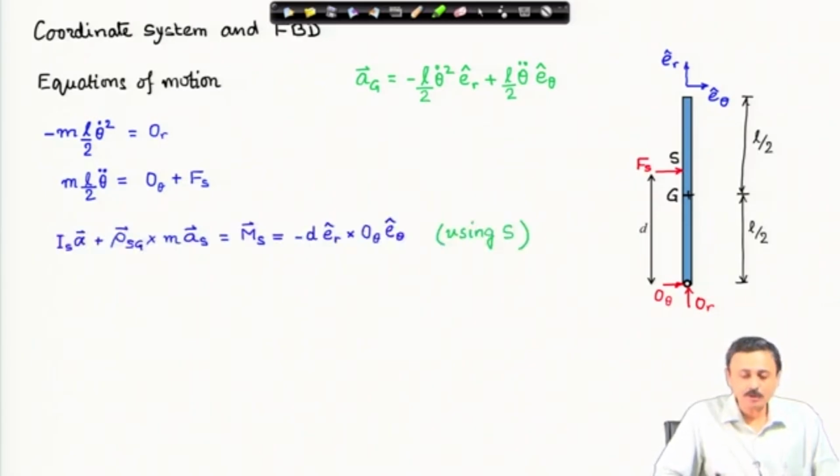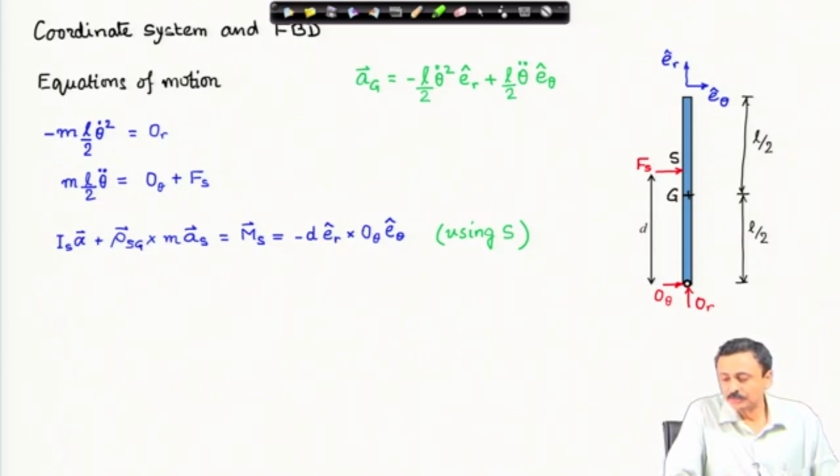Now, this angular momentum equation I have written in terms of the point S. The moment of inertia of the door about S times alpha, the angular acceleration, plus this additional term, rho_SG, the vector from S to G, cross the mass of the door times the acceleration of point S. And the acceleration of point S we have to find out, because the door is rotating, and that is equal to the net moment about the point S.